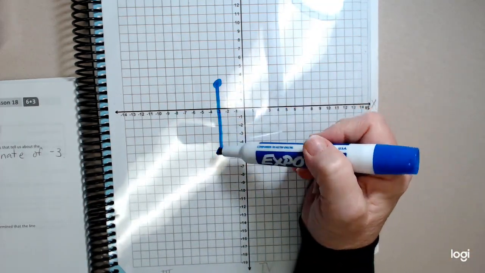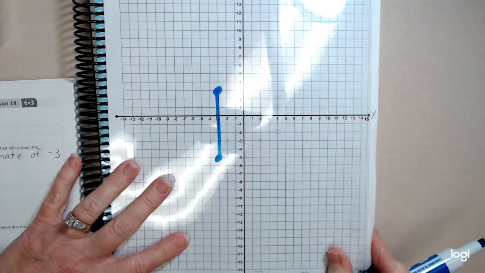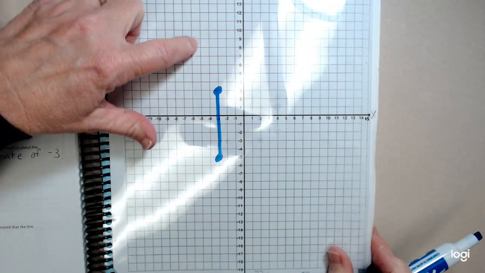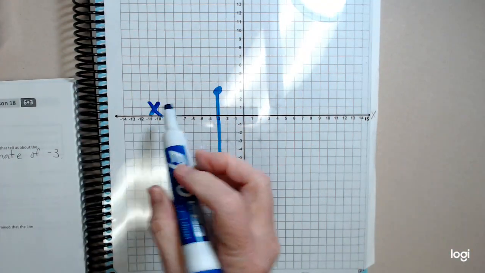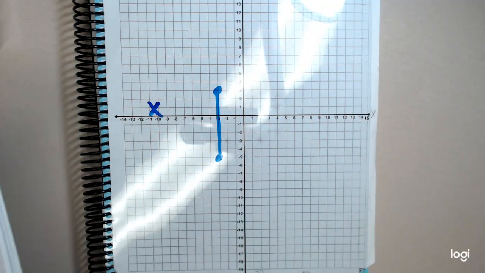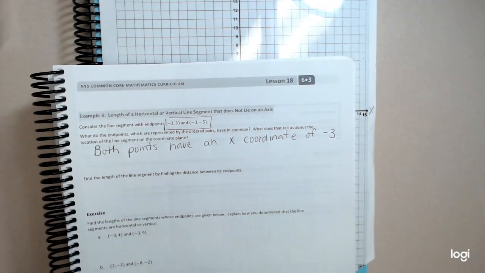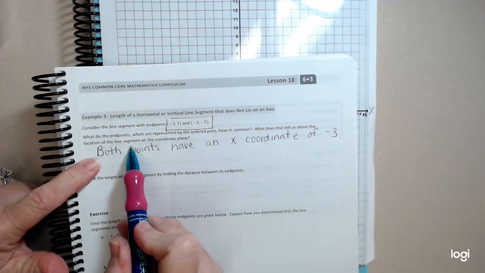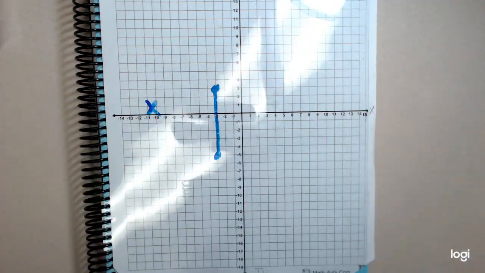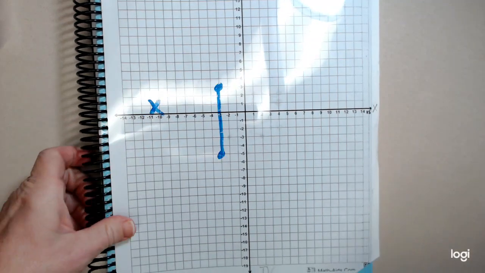But if you notice, I have here a vertical line, and the vertical line crosses at the -3 on my x-axis. Here's my x-axis. It crosses my x-axis, which we just said, they have the same x-coordinate. So when we write the description of what that tells us about the location of the line, we're going to say that we have a vertical line that crosses the x-axis at -3.